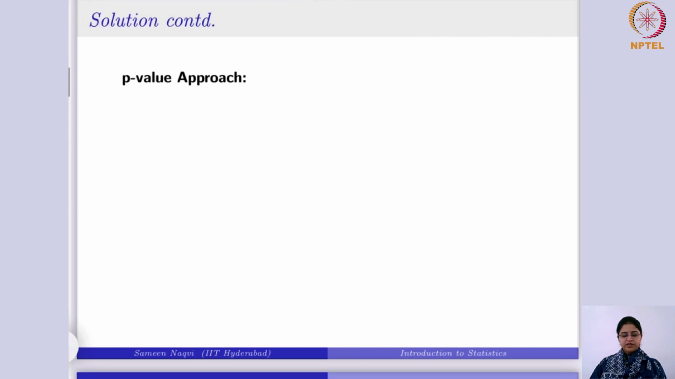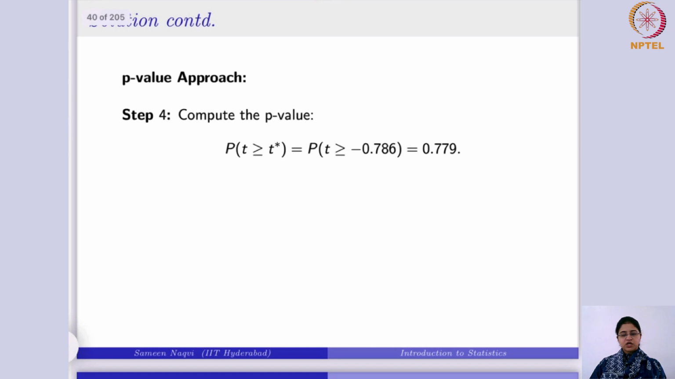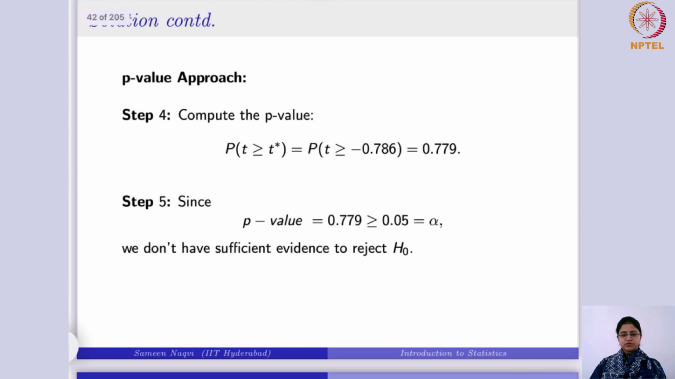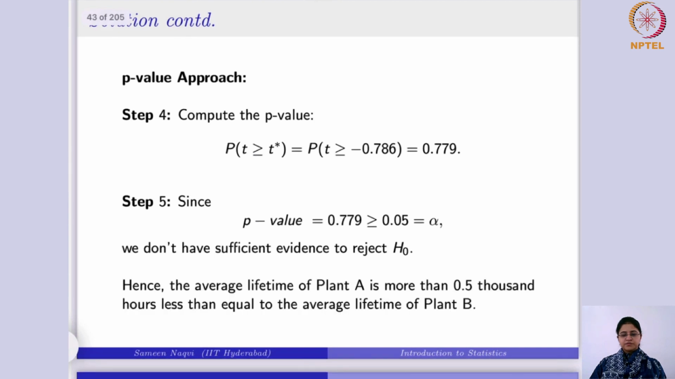Likewise, if you want to apply the p-value approach, we know how it can be calculated in a right tail test. It would be the probability that t is greater than the t star value of 0.786. Again, you can easily calculate the p-value using your software, Python. Just give a simple command and it will give you this p-value. It would be 0.779. If you compare that with alpha, obviously it is greater than alpha, so you fail to reject the null hypothesis. This is what you can conclude from here.